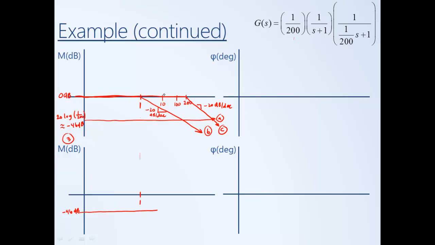So we have components with a slope of 0, a slope of -20, and a slope of 0, where 0 plus -20 plus 0 is -20. Therefore, the total slope is -20 dBs per decade. And that continues that way. So we're flat, and then at 1 radian per second we start to go down at 20, and it stays that way until we have another break at 200.